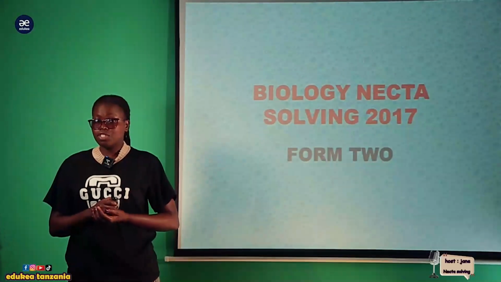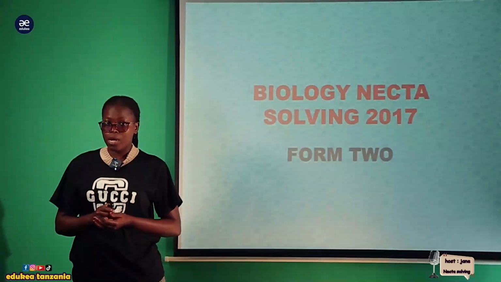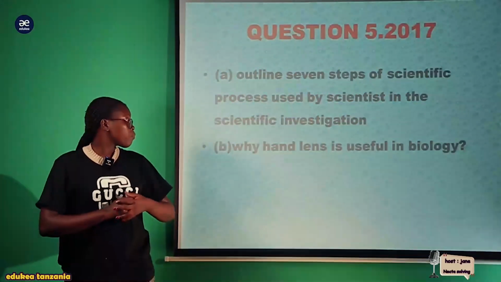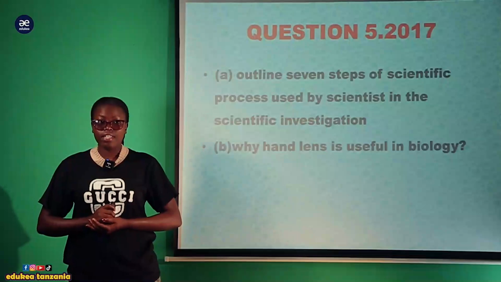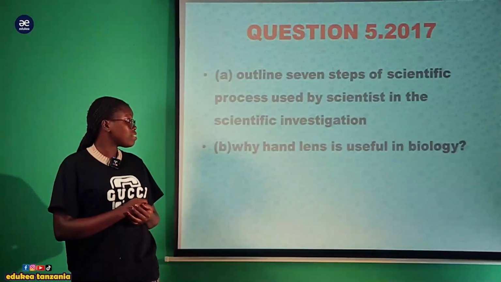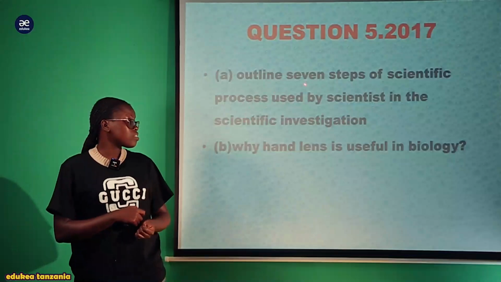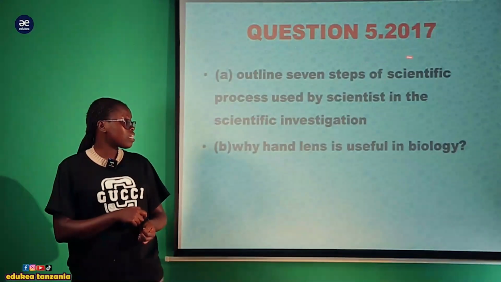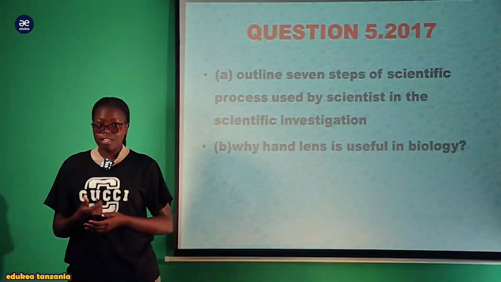In today's session, we are going to solve the NECTA question for biology for the year 2017. Today's question is question number 5 for the year 2017. Question Roman A states: outline 7 steps of scientific process used by scientists in scientific investigation.